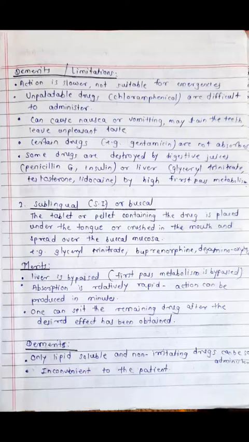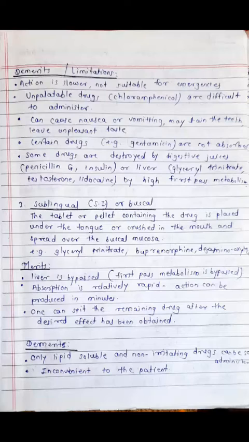Then what is the second route? Sublingual or buccal route. In it, the tablet or pellet containing the drug is placed under the tongue or crushed in the mouth and sprayed over the buccal mucosa. Then give the examples of the sublingual route: glyceryl trinitrate, isosorbide.